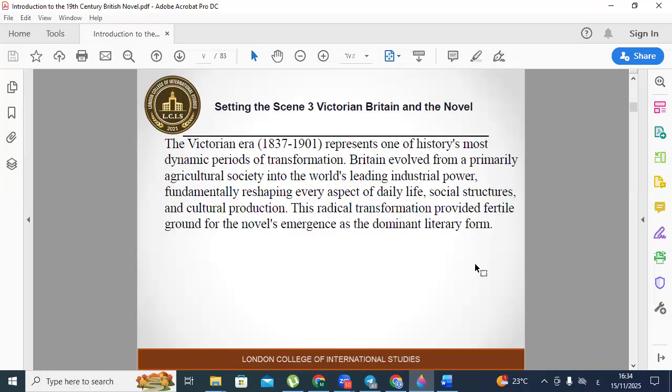Understanding this context is crucial. Victorian novels are not timeless, universal stories that somehow exist outside history. They are deeply embedded in specific historical circumstances. The more we understand those circumstances, the richer our reading becomes. Context doesn't determine meaning, but it opens interpretive possibilities.